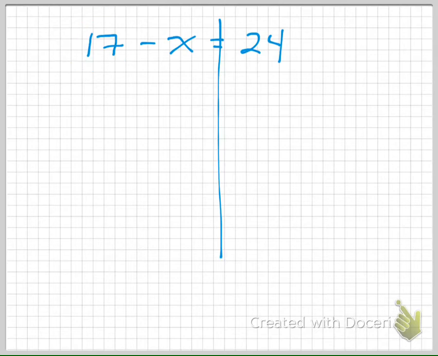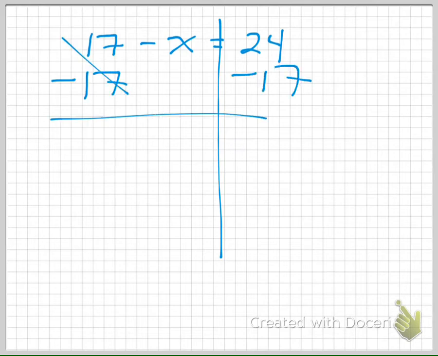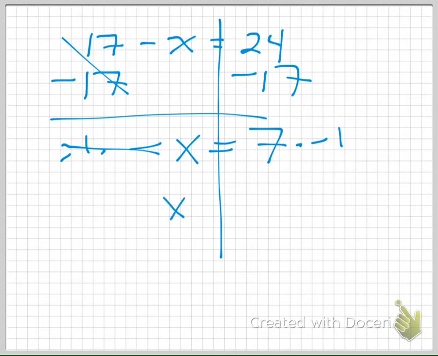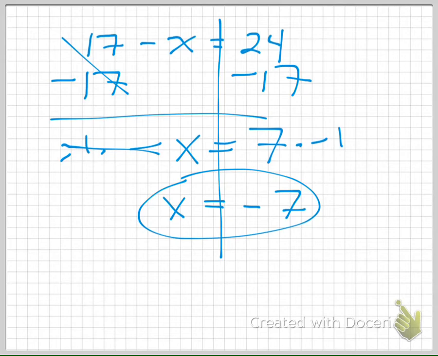That's 17. What does he need to do to get rid of that 17? Minus 17. Minus 17. Negative x equals 7. Now that he's alone, he's a negative. He hates that. How does he get rid of that? Multiply by negative 1, multiply by negative 1. They're gone. X equals negative 7. How many of you got negative 7? Does it make sense? Yes, it does. I just added 17.